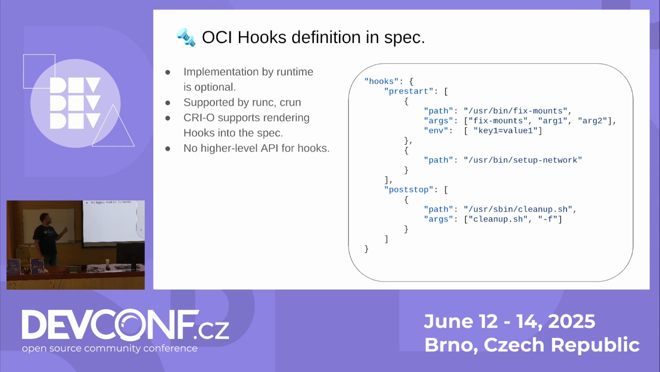And Kubernetes, the orchestrator level, or the CRI API, like we talked about before, doesn't have representation for hooks. So they need to be configured on the container engine level. So the container engine needs to render hooks into the config.json. And not all the container engines support this, but CRI-O does support it.